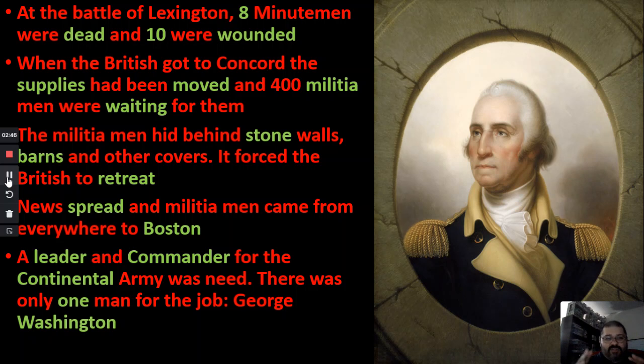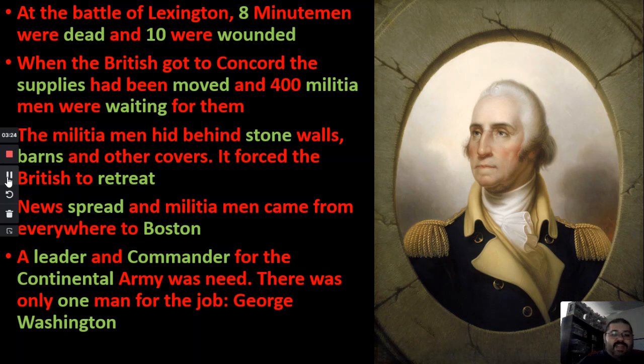Once that little skirmish finished, the British kept marching towards Concord. Remember, their job was to confiscate the ammunition and guns that were hidden in Concord. When they went there, they didn't find anything. But what was waiting for them was 400 militiamen hiding, using guerrilla tactics. These guys came from behind stone walls, barns, and trees, anywhere they could get cover, and then they started shooting at each other, right?